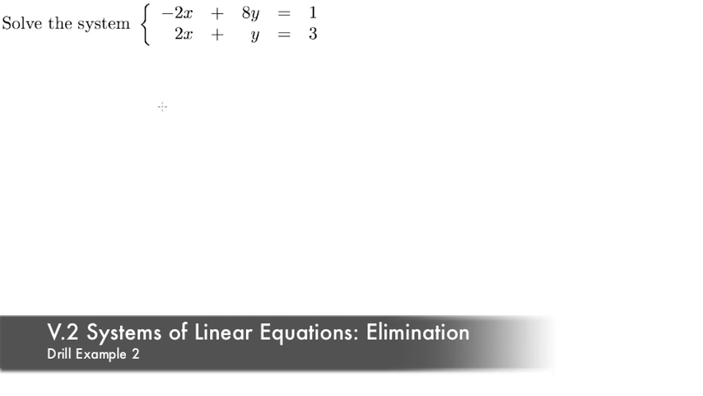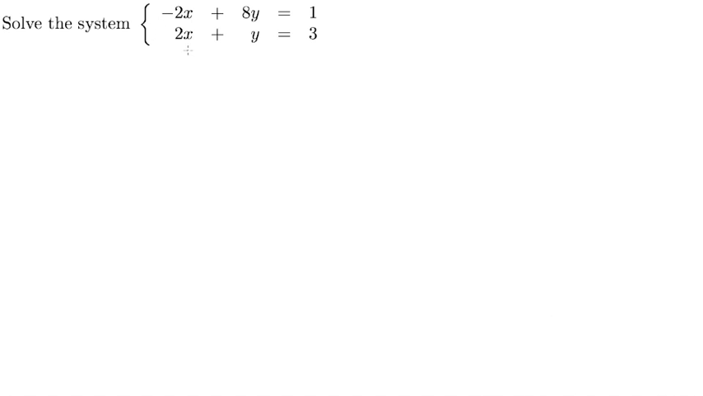All right, let's try another one. So here's another system where we see a big indicator that elimination is going to be the way to go. So notice that our x's this time have opposite coefficients. So let's add everything up. Negative 2x plus 2x, those cancel out. 8y plus y, that's 9y. 1 plus 3 is 4. Divide by 9. My y is equal to 4/9.